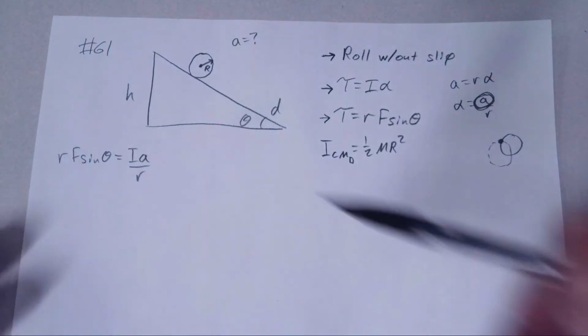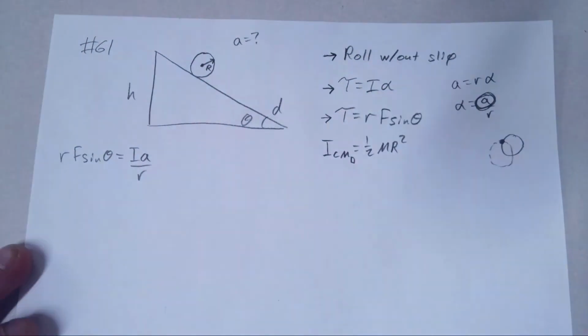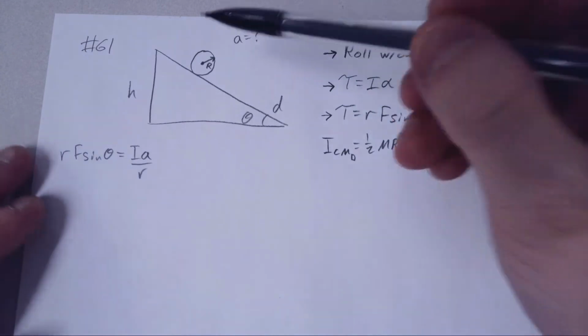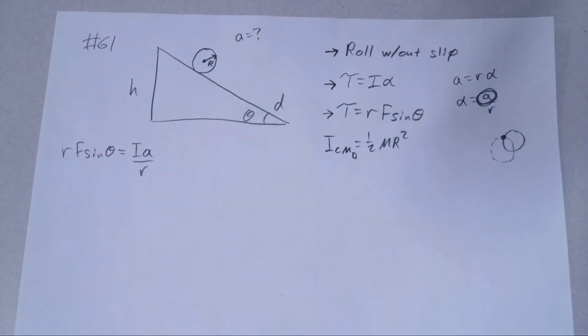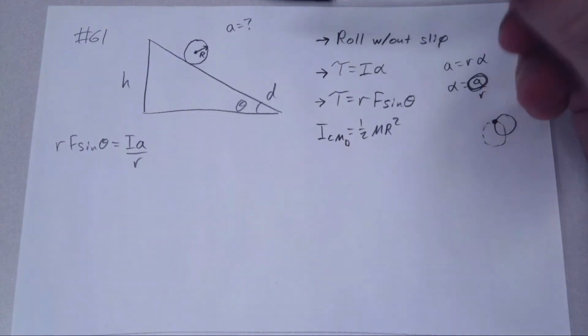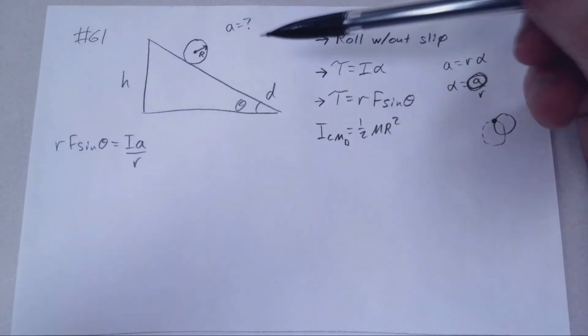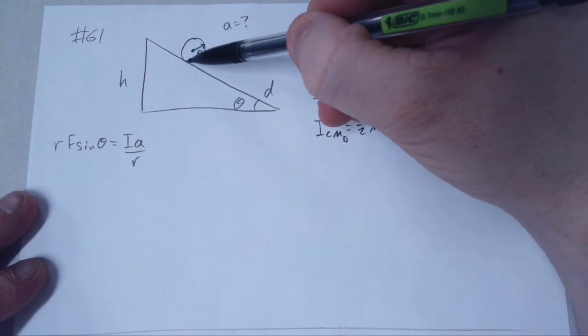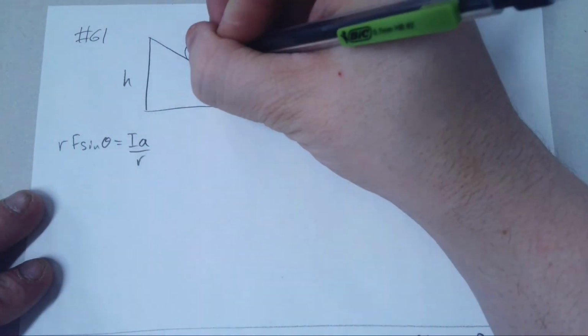We're going to have to find this acceleration, and then later on they're going to ask what minimum coefficient of friction is required to maintain pure rolling. When they say pure rolling, they mean not slipping. So this is the acceleration that we need in order to not slip. There is some amount of torque being given at this point here.